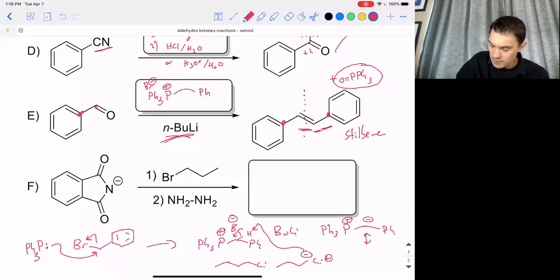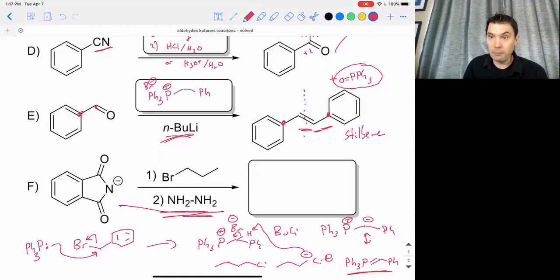You remember the ylide has a resonance structure where it's double bonded to carbon, and so sometimes we see the ylides drawn like this. In any event, that phosphonium salt plus butyl lithium should be sufficient to deprotonate it to make the ylide, and then the ylide will attack benzaldehyde to make stilbene. So good for that one.